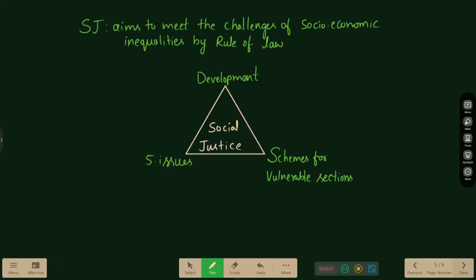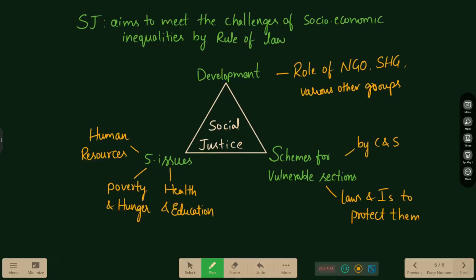So under social justice, we are using a triangle having 3 corners. That means we need to study 3 dimensions or 3 headings, themes. First is related to development, second is related to welfare schemes, third is 5 issues. I will see in detail. So this is the development process and development industry. What is the role of NGOs, SHGs and various other groups in the development process of the country? You need to study that.